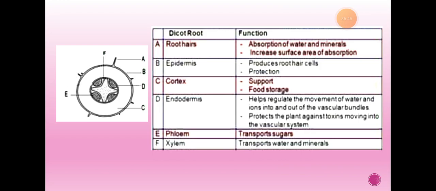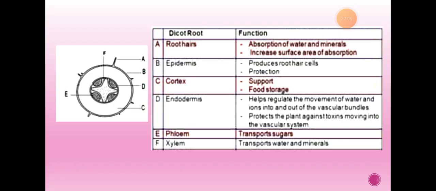Now, I hope you know the two functions of the endodermis. You can see the image of the endodermis; the D1 mentioned is the endodermis. It helps regulate the movement of water and ions in and out of the vascular bundles, and it protects the plant against toxins moving into the vascular system.